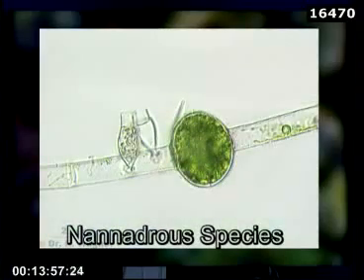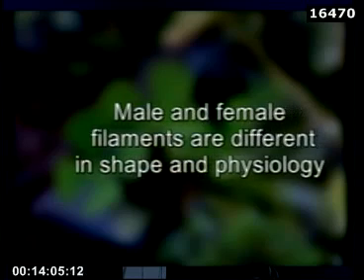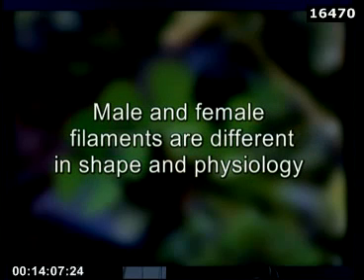Whereas in nannandrous species, the antheridia are produced on small filaments called nannandria or male filaments, which remain epiphytically attached to the oogonium or the suffultory cell, which is present just below the oogonium. Thus, in nannandrous species, there is dimorphism in Oedogonium thalli. That is, male and female Oedogonium filaments are different in shape, and they are also different in their physiology.